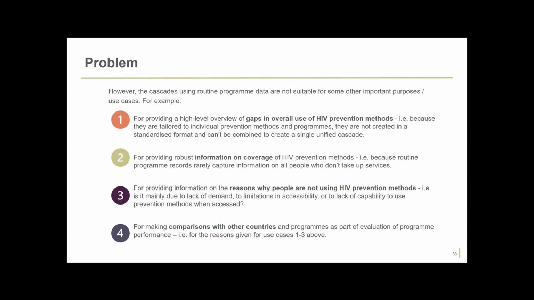They also cannot give you robust information on coverage, because the information is not captured on all the people who take up the services. You just say how many have taken up the services, but not much information can you get from these routine cascades that we use as we implement our programs. They also cannot provide information on reasons why people are not using HIV prevention methods. For example, some people can ask, why is it that condoms are available, but the uptake is quite low? These routine cascades will not give you that information.